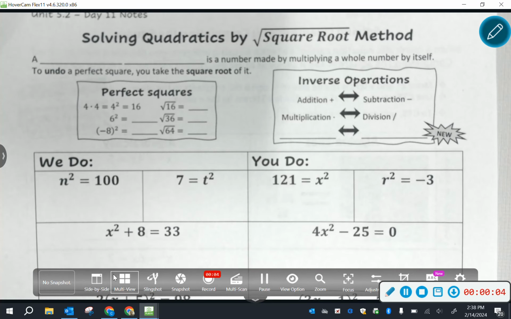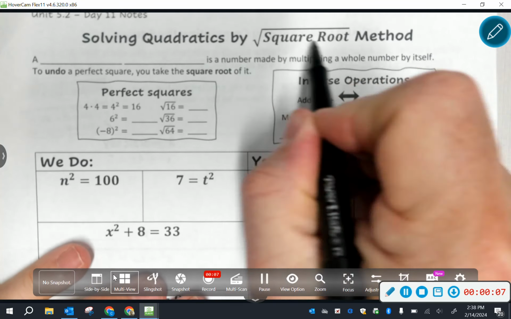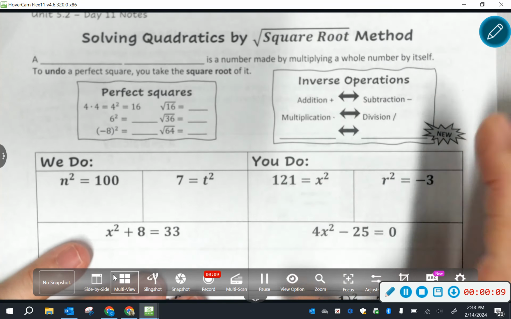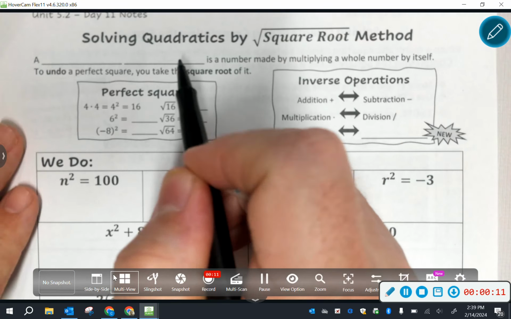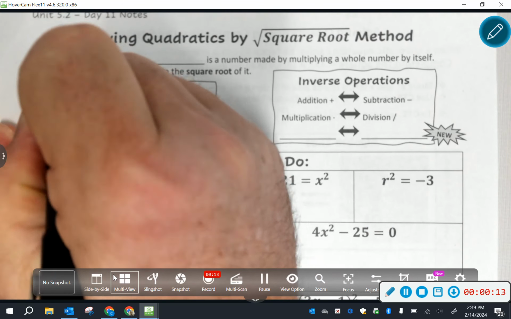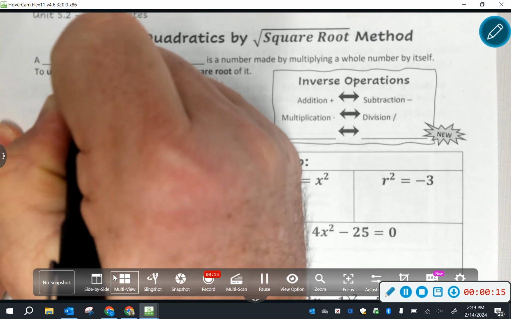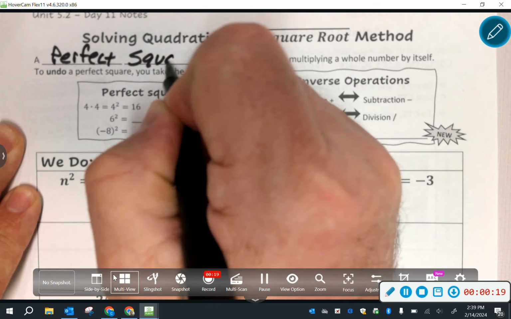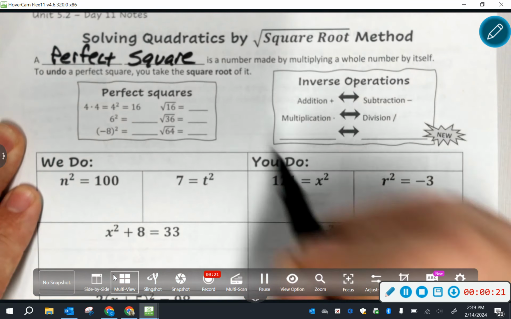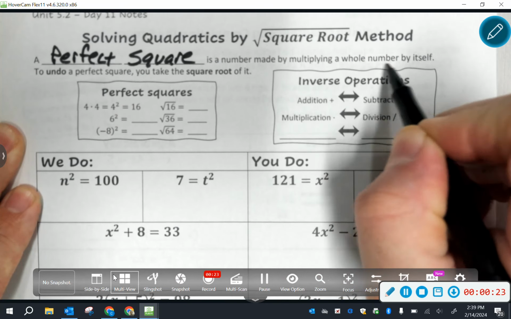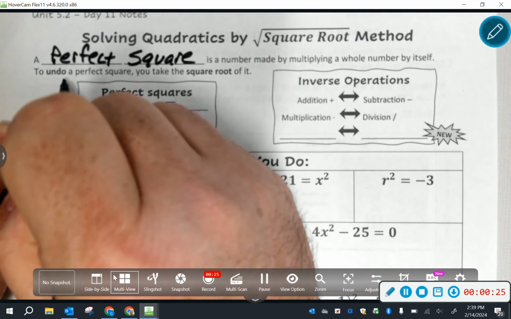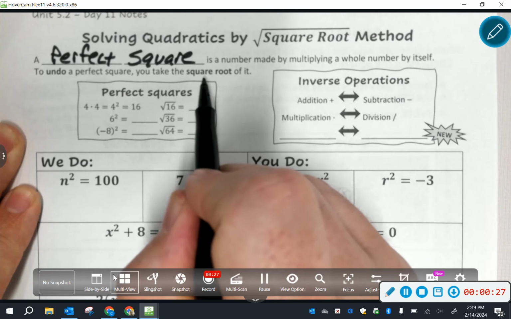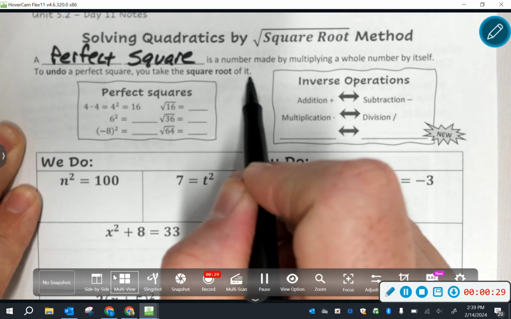Okay, solving quadratics by the square root method. Alright, so before we begin, we need to know what a perfect square is: a number made by multiplying a whole number by itself. So to undo a perfect square, you take the square root of it.